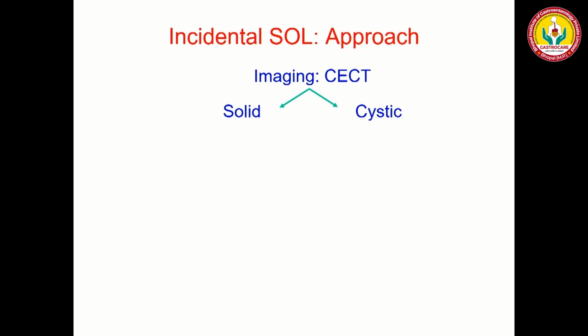So the approach to incidental SOL in the pancreas on imaging, that is CT generally is the first test. You may have either a solid lesion or a cystic lesion. If it is a solid lesion, do an EUS, sometimes FNA, not always. If there's a suspicion of NET, you can do FNA, otherwise generally no. You may or may not do MRI, but solid lesion, generally there is a need for surgery.